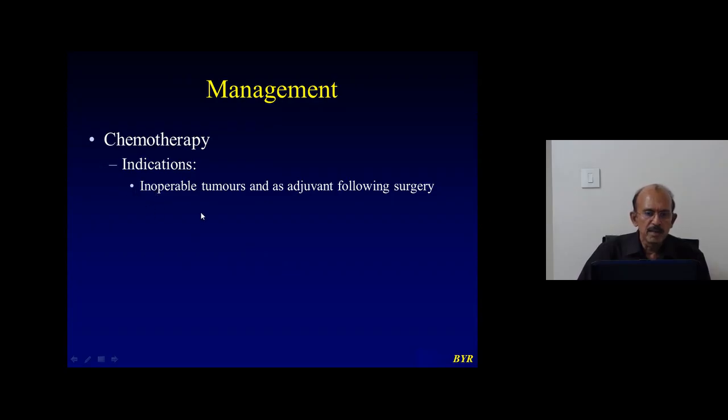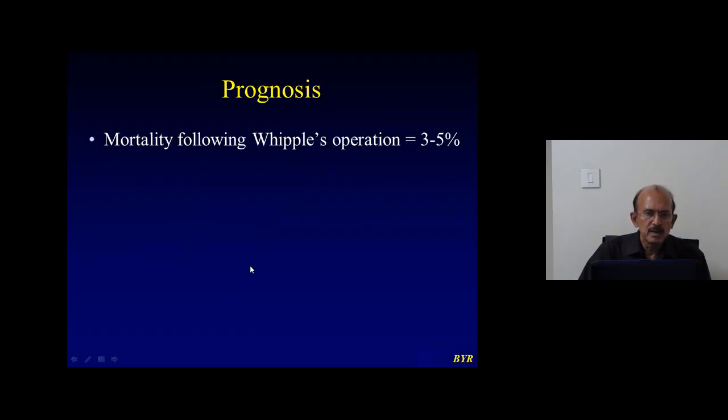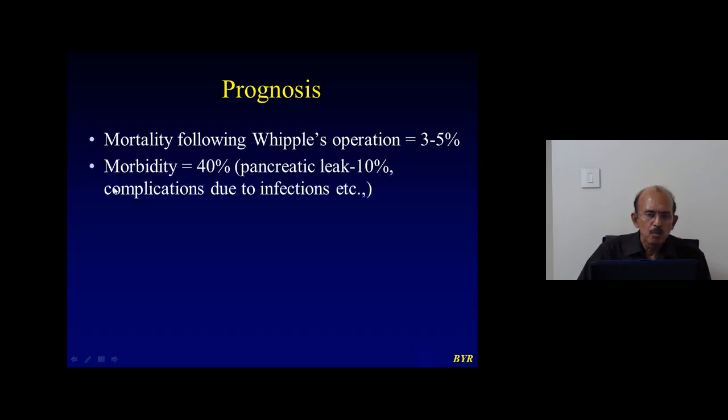So indications for chemotherapy here are inoperable tumors as well as adjuvant therapy following surgery. The drugs used are 5-fluorouracil and gemcitabine. Prognosis: mortality following Whipple's operation is about 3 to 5%. Morbidity, post-operative complications will be very many. They are about 40%. Many of the complications are due to pancreatic leak and infections. After successful Whipple's operation, the patient can survive for about, mean survival is average 20 weeks.